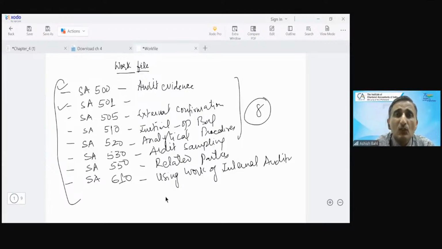Now, which of these two is more reliable? Tell me, internal versus external. Which of these two is more reliable? Yes, external is more reliable. But does it mean that we do not have to rely upon internal audit evidence? And what sort of evidence does the auditor usually get, internal or external?